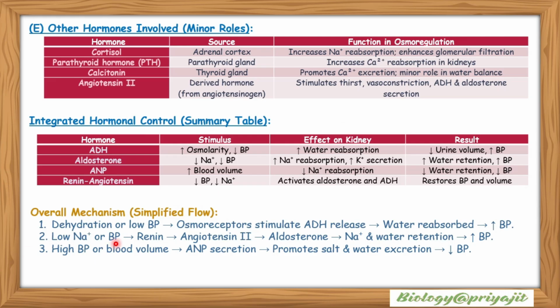So what is the overall mechanism? Dehydration or low blood pressure causes osmoreceptors to stimulate ADH release, so water is then reabsorbed and blood pressure is increased. Low Na plus or blood pressure causes the release of renin, which leads to angiotensin 2, then aldosterone. Na plus and water retention occurs and ultimately blood pressure is increased. High blood pressure or blood volume causes ANP, atrial natriuretic peptide secretion. It promotes salt and water excretion and it decreases the blood pressure.